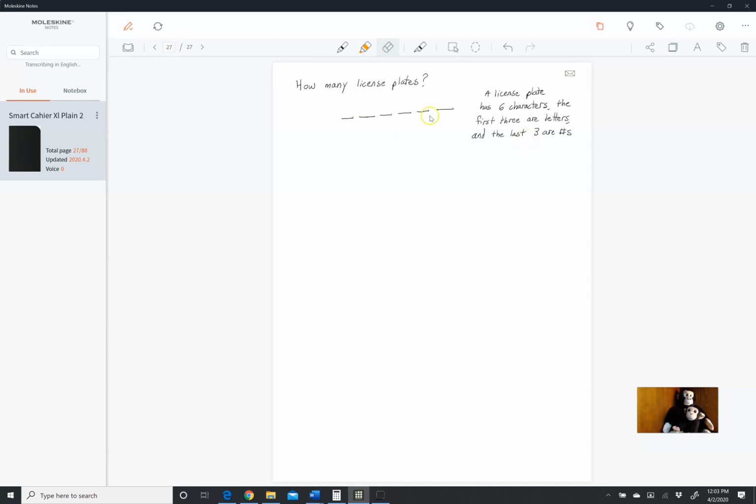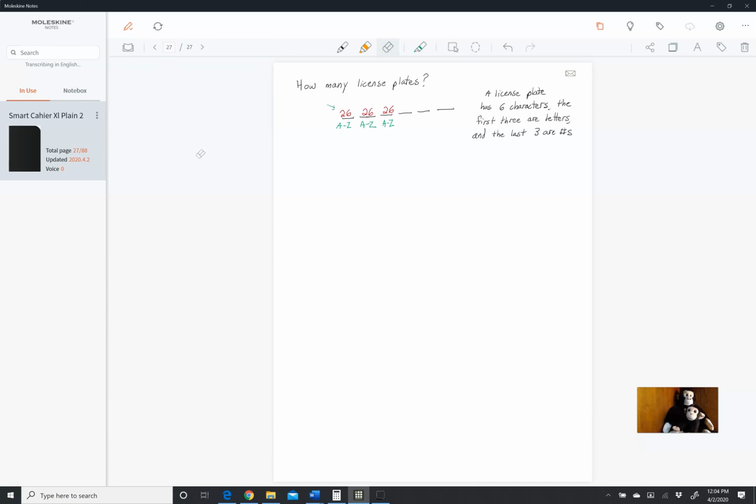Here we have 6 events, which is why we have our 6 blank spots. And we want to figure out, okay, how many possibilities are there for each event? Well, if the first 3 characters are letters, there are 26 letters in the alphabet. So the first 3 are going to be 26. I don't know why I wrote 20. I meant 26. And that's because you could have the letters A through Z for each of these.